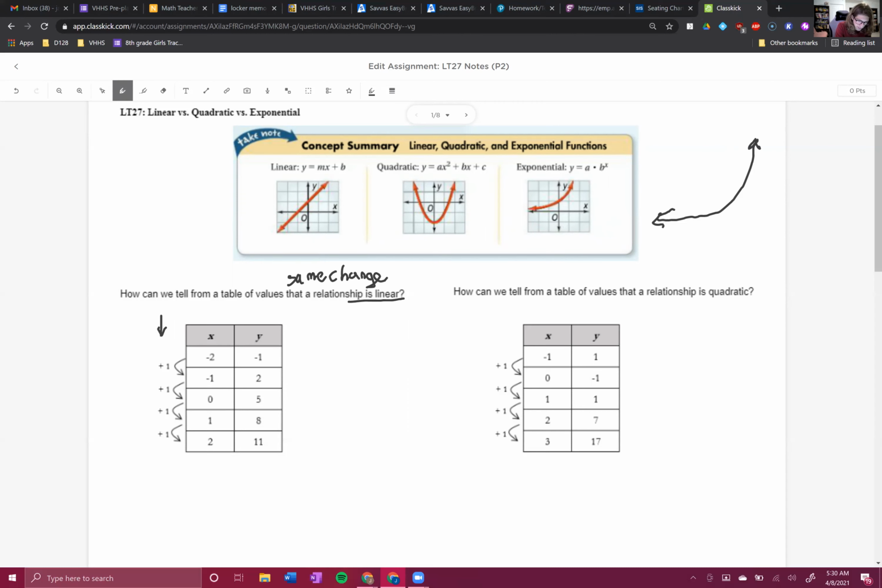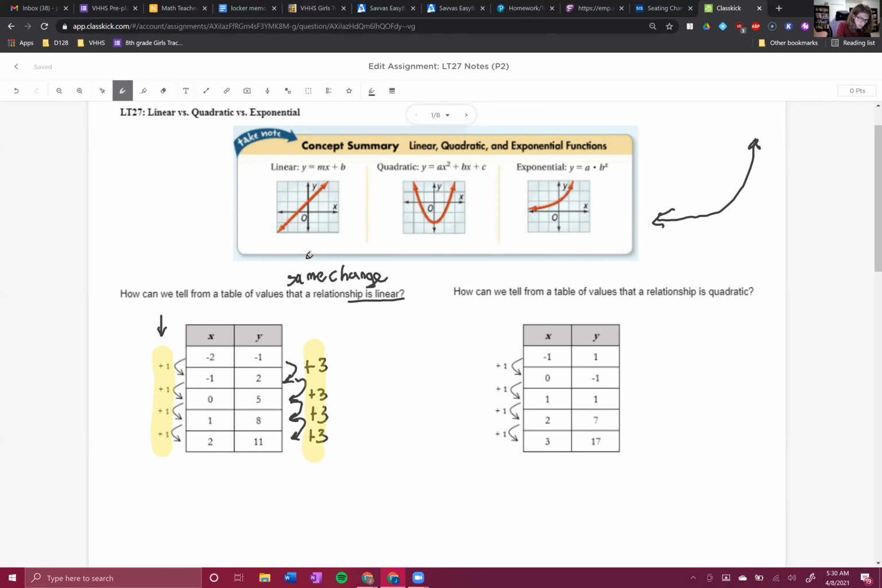So how do we get from -1 to 2? We add 3. How do we get from 2 to 5? We add 3. How do we get from 5 to 8? We add 3. How do we get from 8 to 11? We add 3. When we look, we see all those are the same.